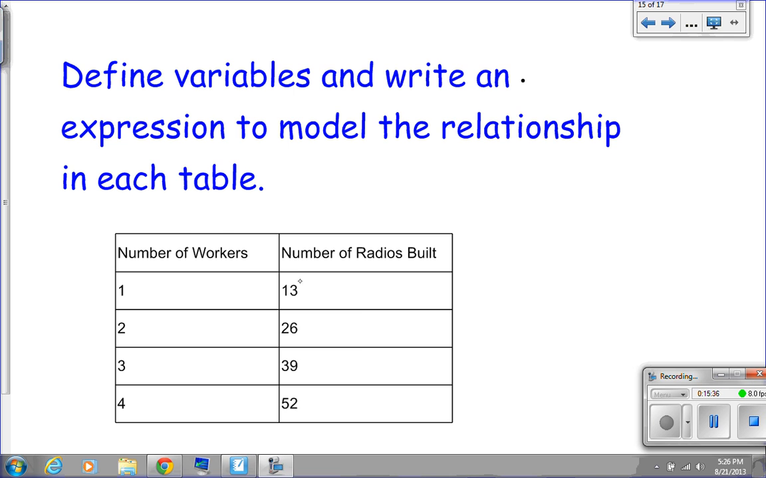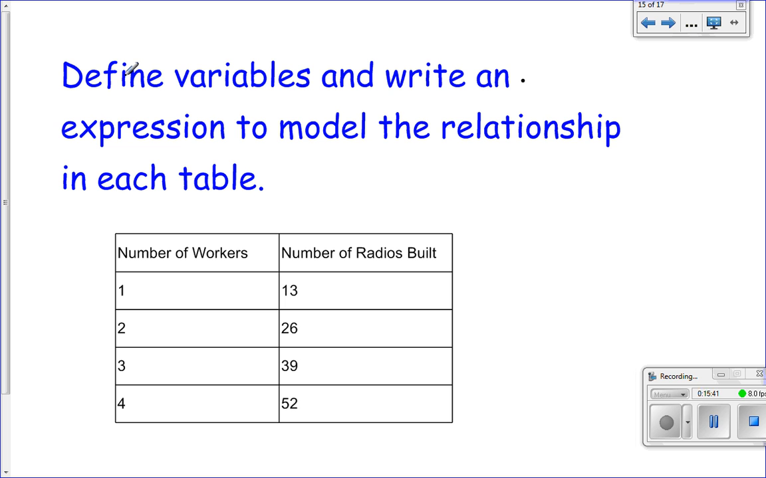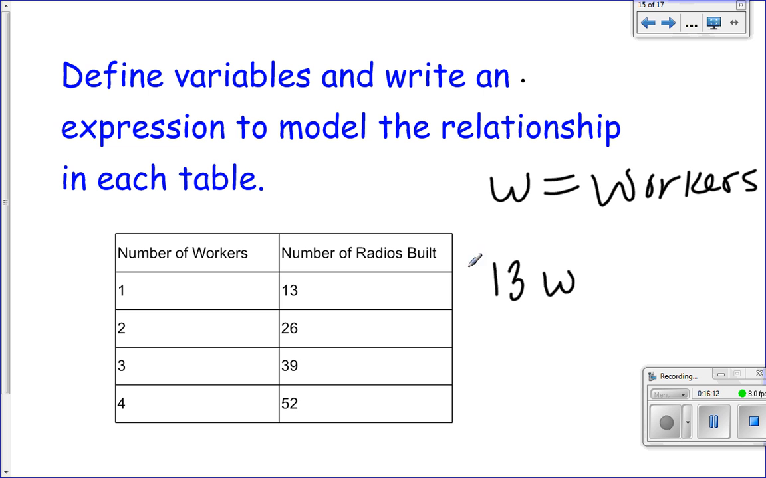So, knowing that one worker is going to make 13 radios, I know that that's going to affect my expression somehow. So based upon the number of workers, and knowing one worker can make 13, I'm going to take how many workers I have and do what operation to the number 13. Take a second to think about that. 13 times the number of workers is how we can represent this table.